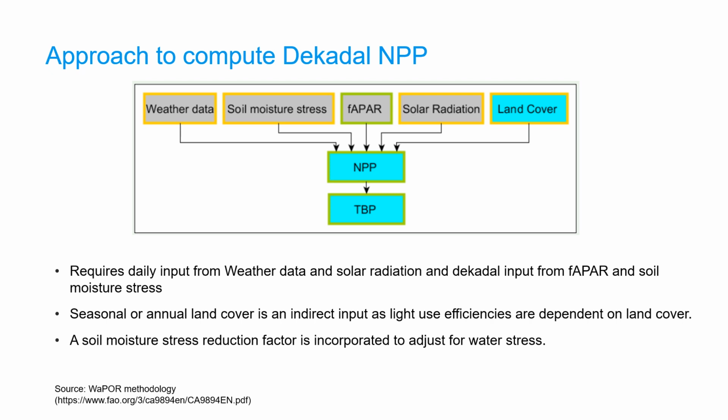Calculating NPP requires daily input from weather data and solar radiation, as well as decadal inputs from FAPAR and soil moisture stress. The land cover is an indirect input as light use efficiency factor is land cover specific used in the WAPOR methodology. So the schematic diagram here represents the major inputs provided to compute NPP, which in turn are used to compute total biomass production.